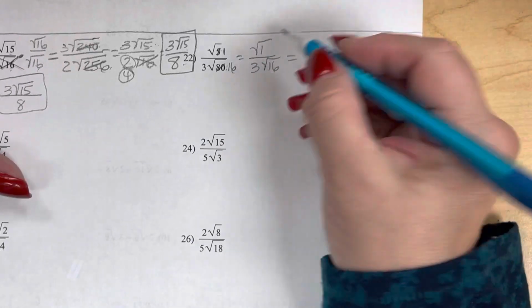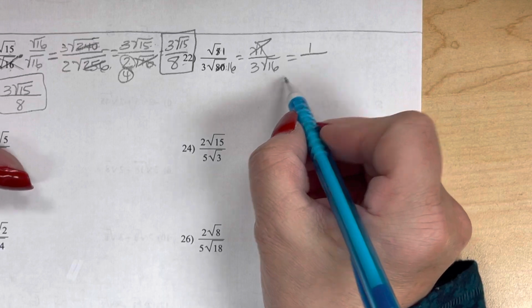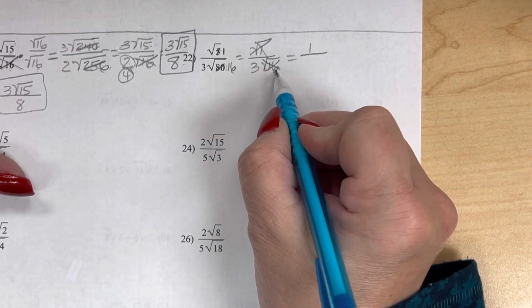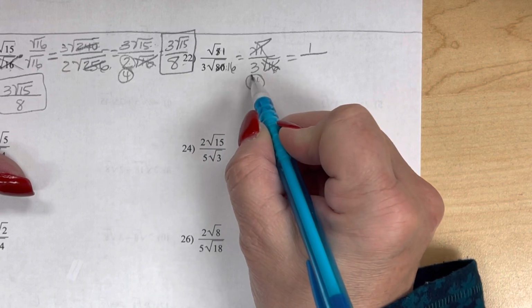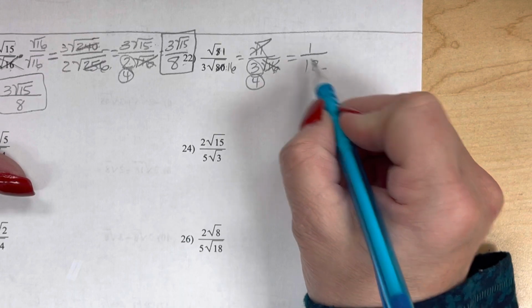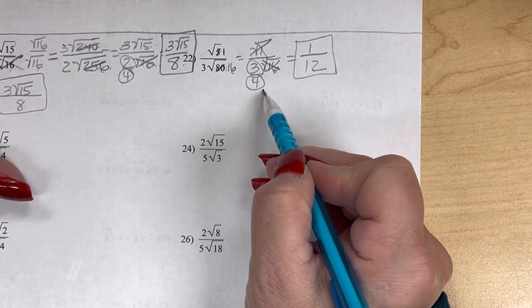So now what you're really dealing with is square root of 1 over 3 square root of 16. Now, square root of 1 is 1, okay? And then square root of 16, you can get that out of there because the square root of 16 is 4, okay? And then multiply 4 times 3 is 12. So on this one, you could simplify it before you ever got started.